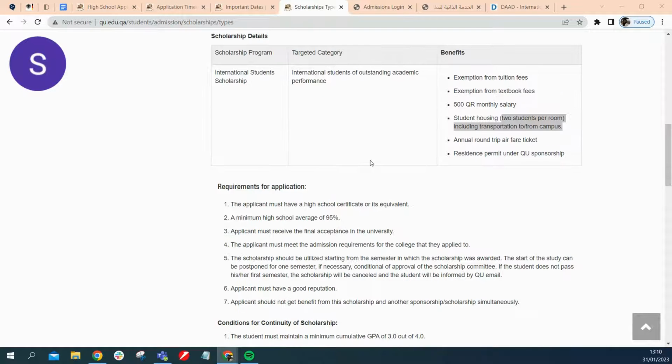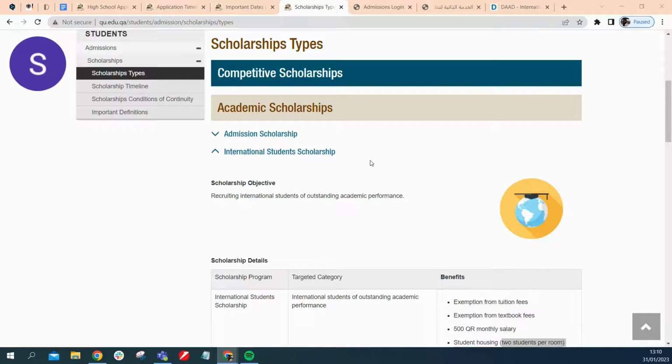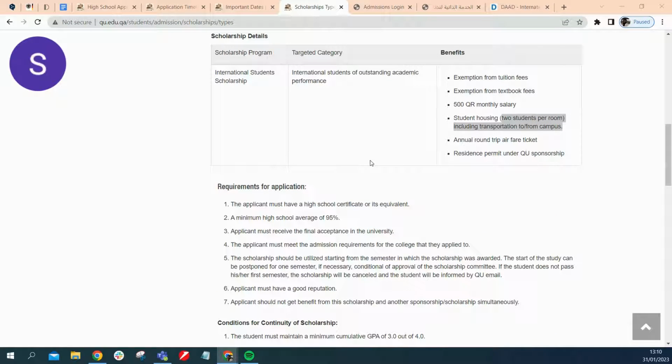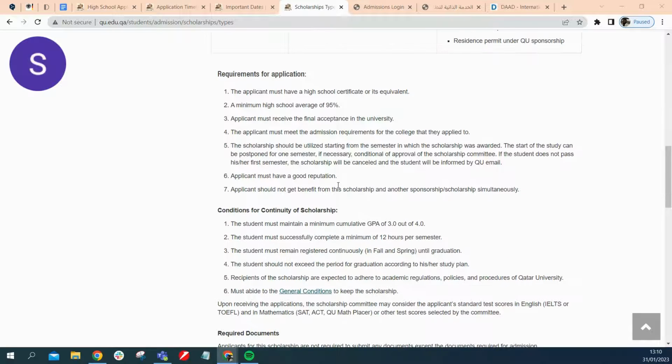So let's look at the requirements for this application. For you to be eligible to apply for this scholarship, first of all, you already met the first one. You have to be an international student. And yes, it says here, the applicant must have a high school certificate or its equivalent. So you should have your high school certificate and you should have a minimum high school average of 95 degrees.